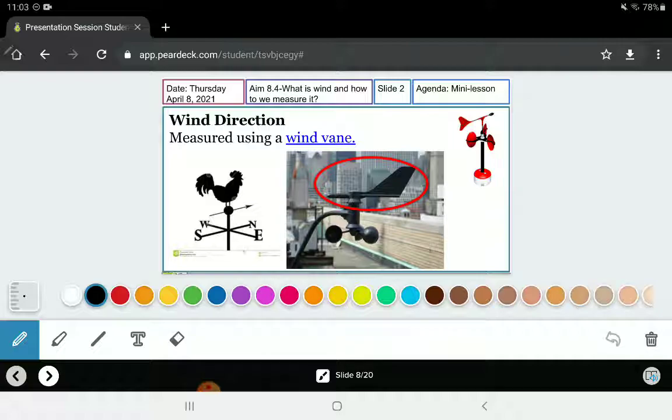The way we measure wind direction is using something called a wind vane, or sometimes it's called a weather vane. They usually have animals on them. My mom, growing up, had one with a cow because she was obsessed with cows. Animals, when they're in the fields, wandering around, I can say this because I grew up in Colorado and I know what animals do in the field.